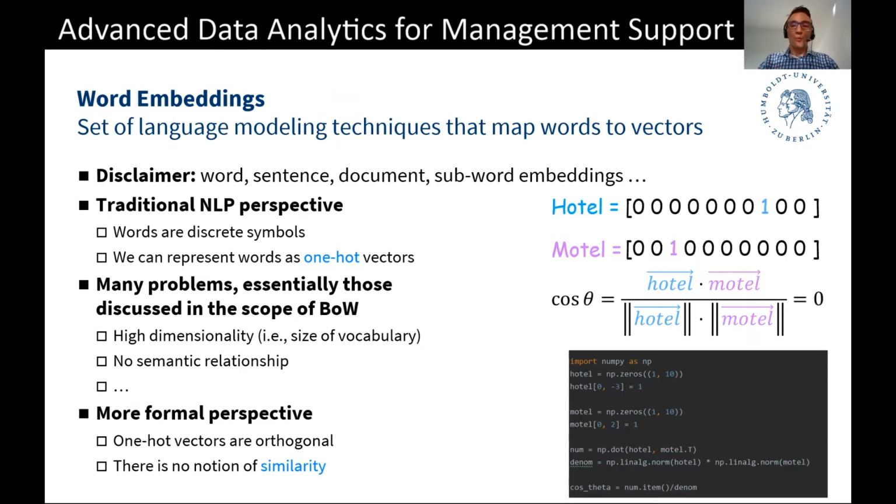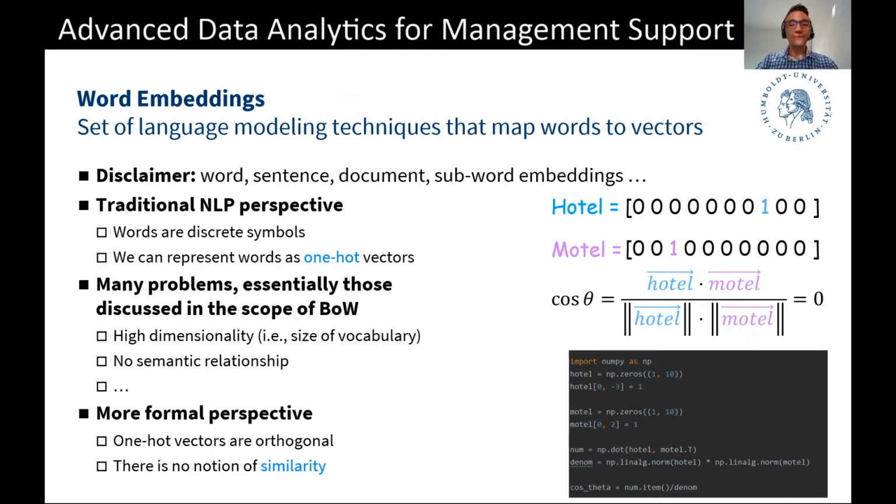And a word embedding, basically trying to define the term, you can think of it just as a set of language modeling techniques that map words to numbers, more specifically to vectors. Embedding is equivalent to mapping. Please take that with a grain of salt. Word embedding, we will start at embedding words.